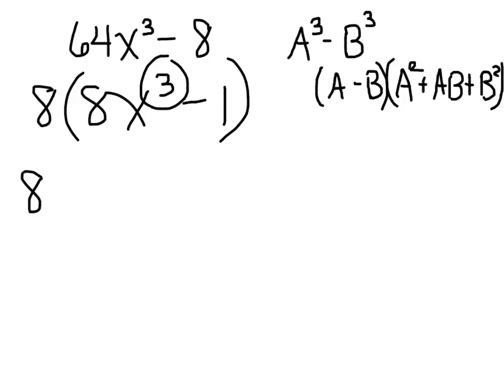This 8 stays out in the front. You said it was 2. And there's an x attached to it also, isn't there? What number multiplies by itself 3 times to give me a 1? Good. So why I did what I did right there is I just wrote down what the a was and what the b was. That's what I did.